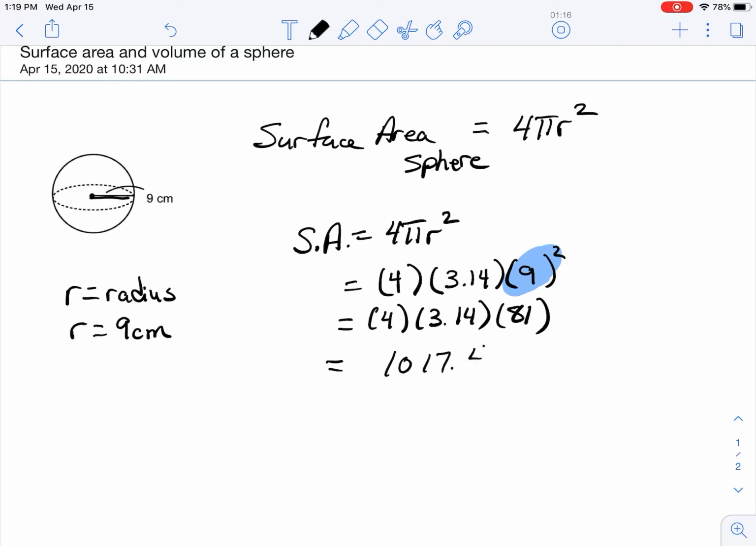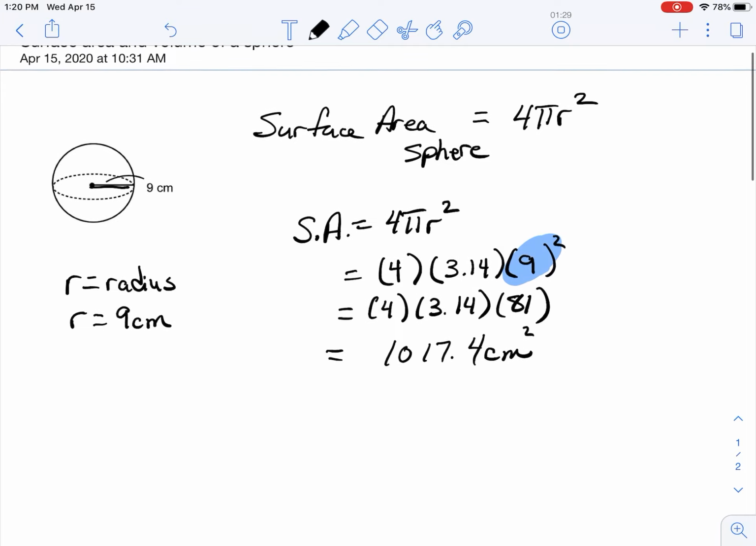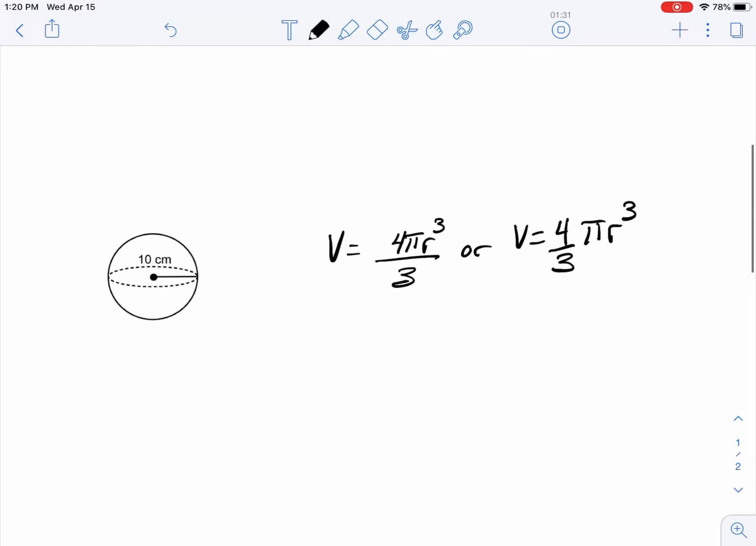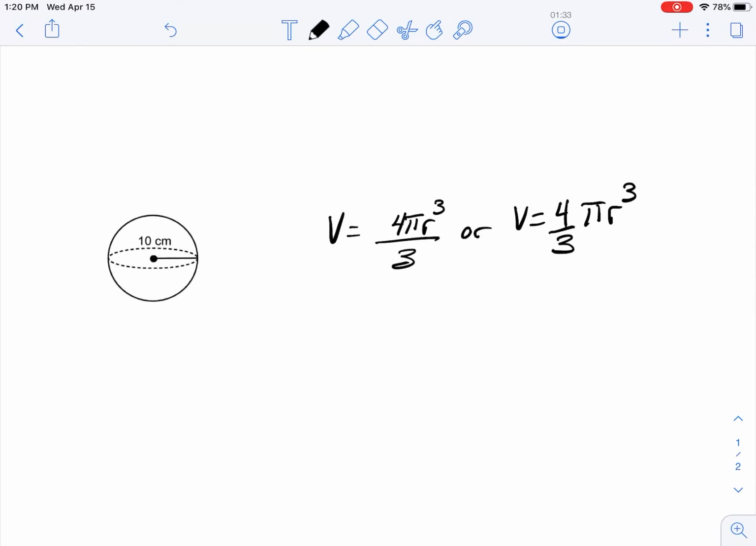So if I did that right, I'm going to round off to my usual 1 decimal place. And because I did surface area, I need to put that little 2 there. 1017.4 centimeters squared. Scrolling down here, we're going to look at another sphere.